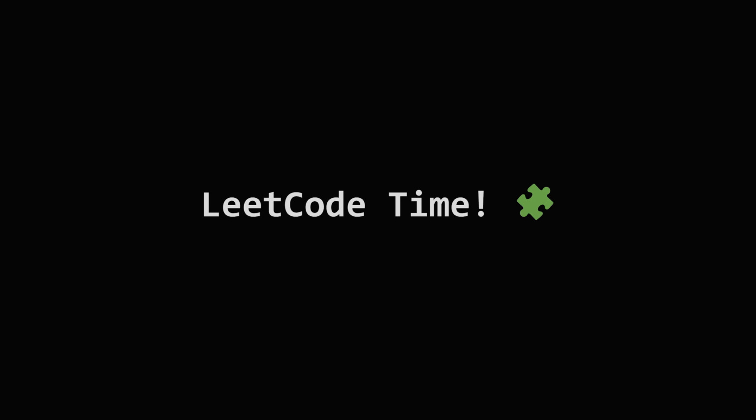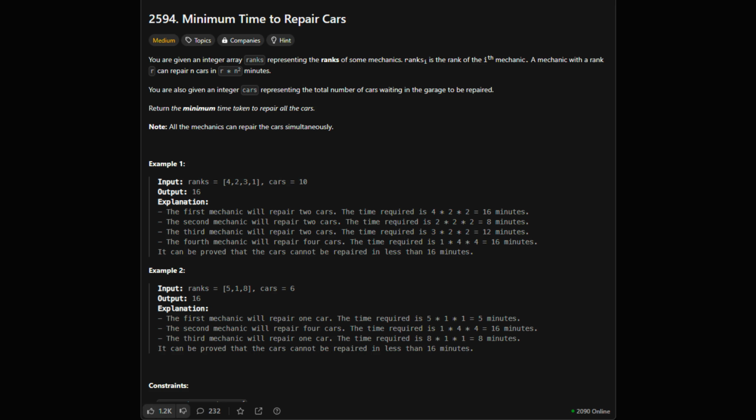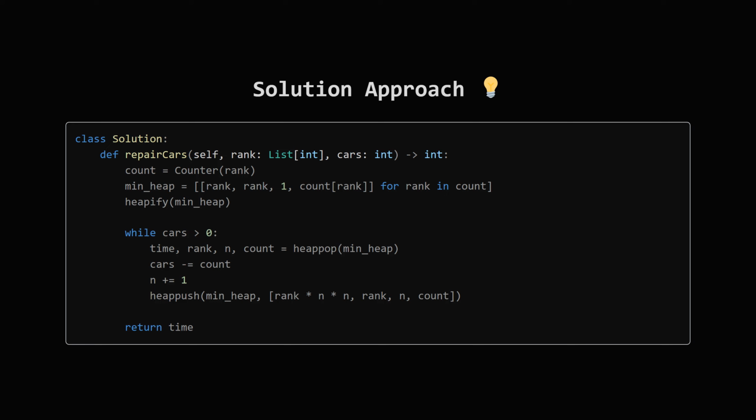And now, time for some LeetCode. Today I did minimum time to repair cars. Spoiler alert. Basically, you're given a list of mechanics and their ranks, and you need to figure out the minimum time it takes for all of them to repair a certain number of cars. The tricky part is that a mechanic with rank r can repair n cars in r times n squared minutes, and they all work simultaneously. Here's my solution.